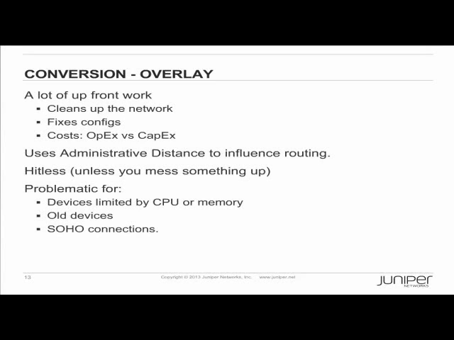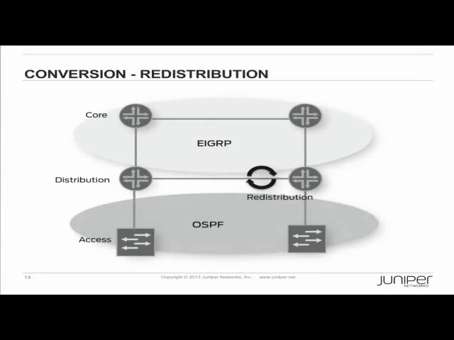So the only thing you really have to watch out for, if you have some legacy equipment that cannot take two protocols running at once, whether that's because of CPU limitations or memory limitations, or it could be small office, home office type connections that are low bandwidth links where you really don't want two protocols sending route updates across a low speed WAN link.